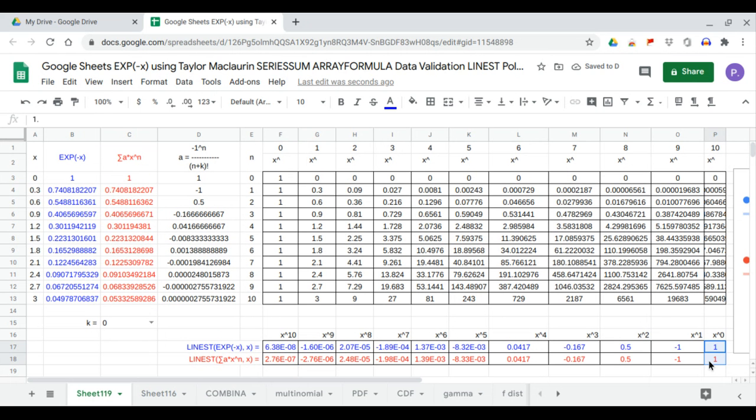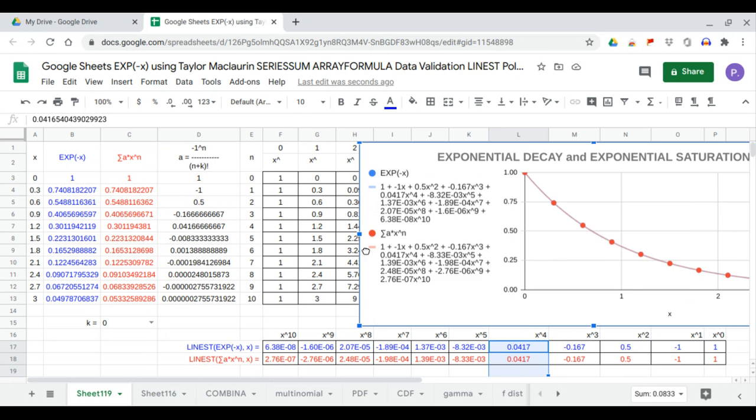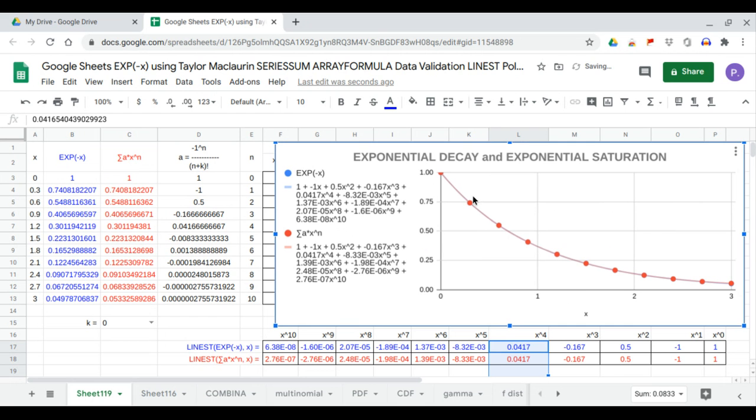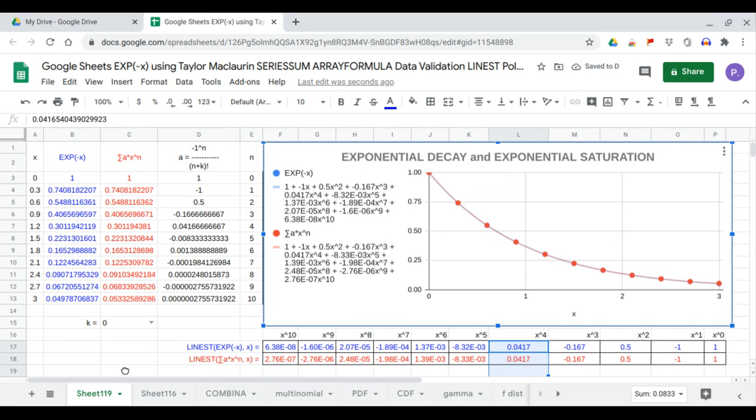Right now, the coefficients are the same. They have the same coefficients. And the trend lines are the same. So the red line covers the blue line because they're the same, because the regression coefficients are the same.